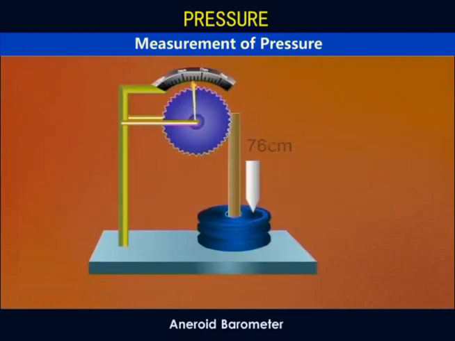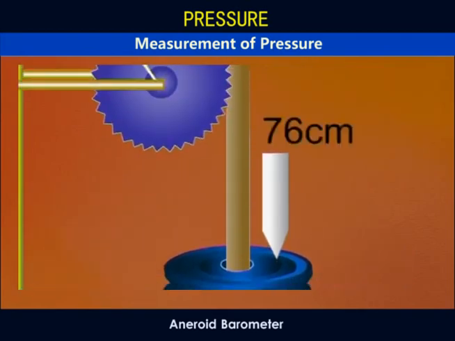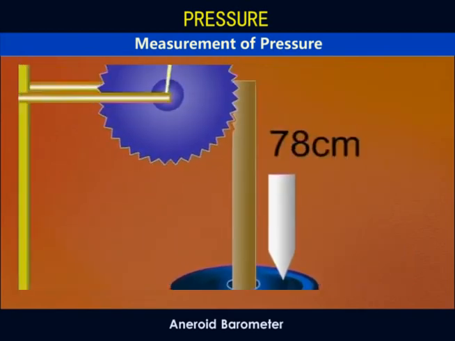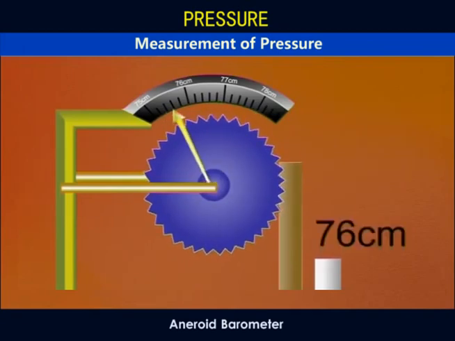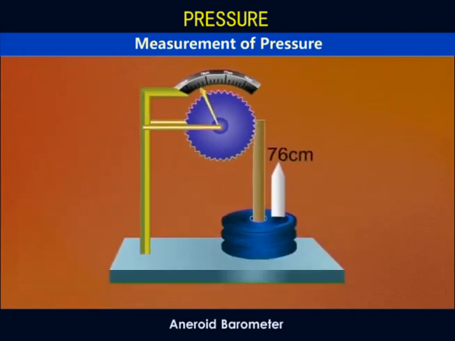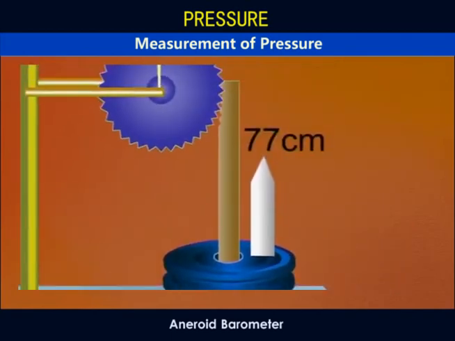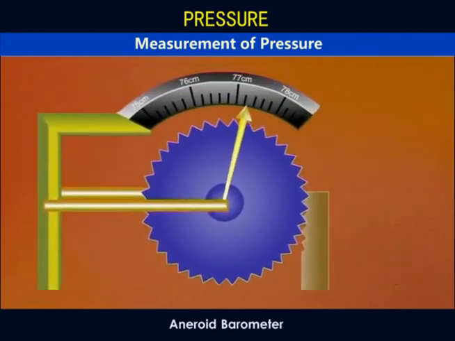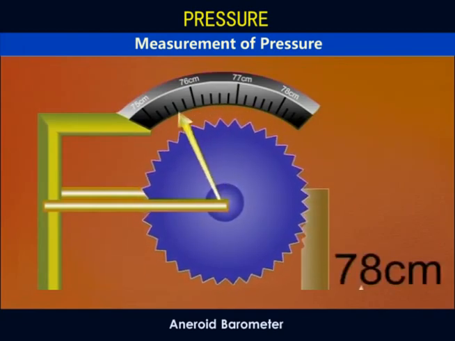When the atmospheric pressure increases, it presses the diaphragm and the rod gets depressed. The wheel rotates clockwise and the pointer moves along the scale. When the atmospheric pressure decreases, the diaphragm bulges up, the rod moves up, the wheel rotates, and the pointer moves leftwards, indicating lesser pressure.